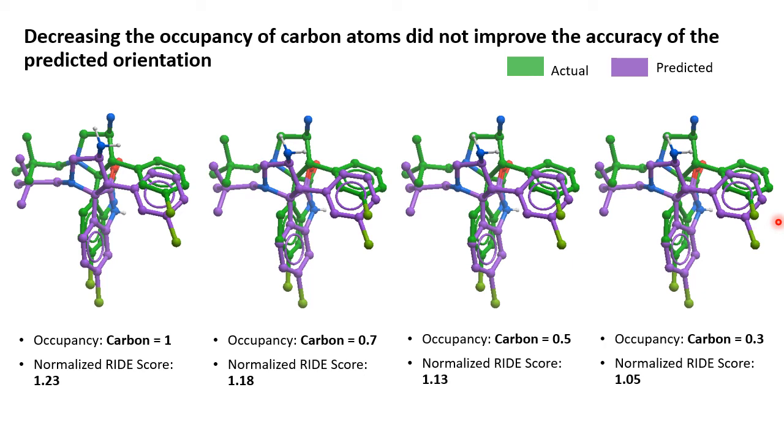It was found that decreasing the occupancy of carbon atoms did not improve the accuracy of the predicted orientation, which stayed more or less the same throughout. However, it did decrease the normalized RIDE score. In terms of drug screening, it is not so much the normalized RIDE score of active ligands themselves that matters, but the relative difference in the active ligands' normalized RIDE scores compared to that of random ligands.